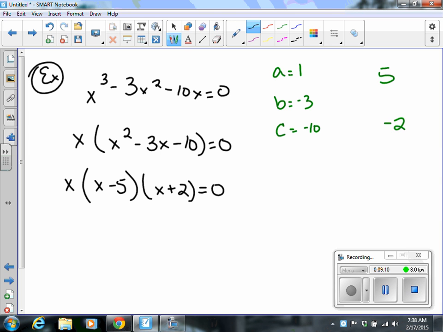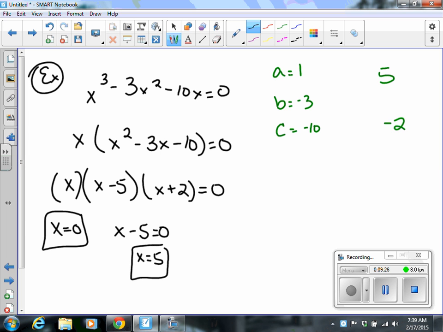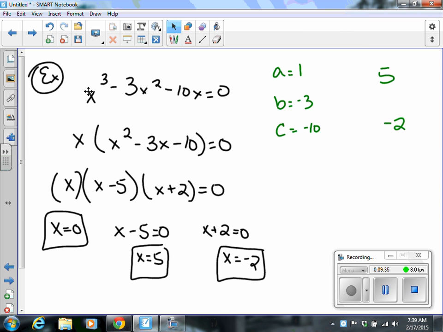Okay, so we want each set of parentheses to equal 0. So this first one has to be 0. X equals 0, done. This one, because it was a quadratic program, we already know it equals 5. And same with the last parenthesis. So our final answer: x equals 0, x equals 5, x equals negative 2.